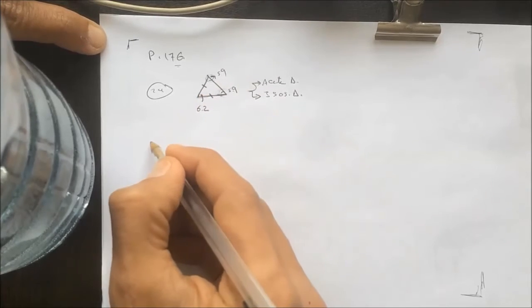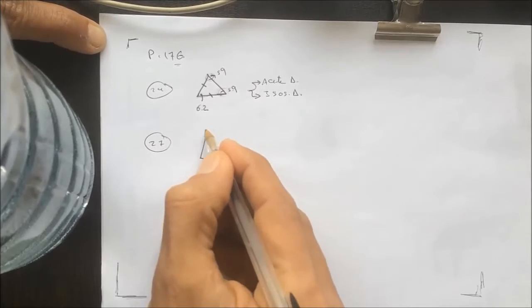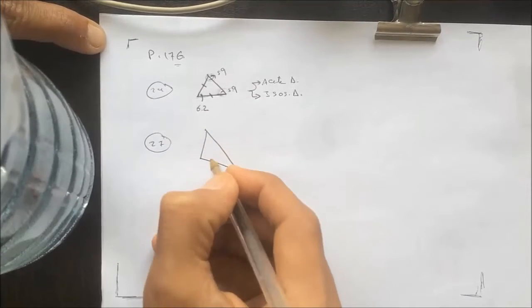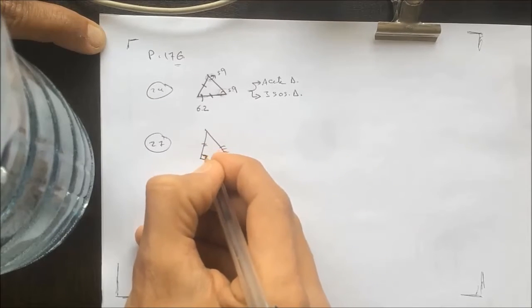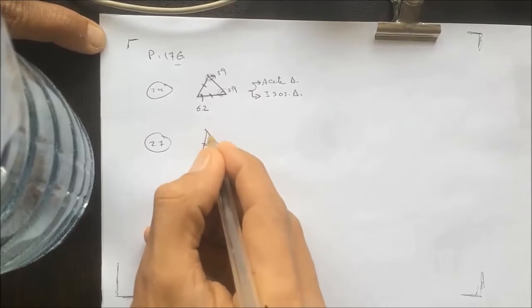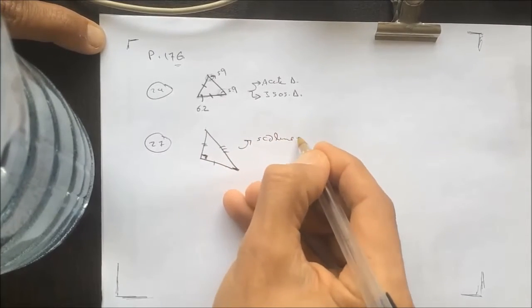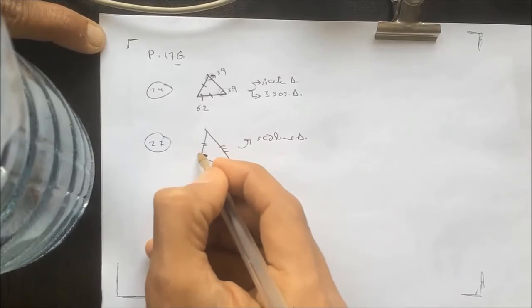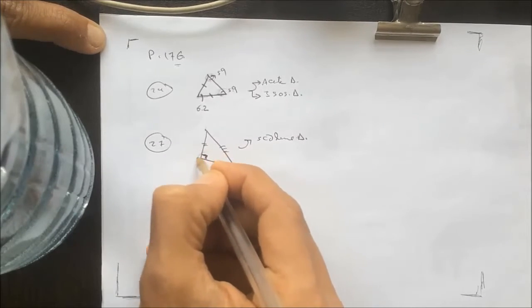For example, in number 27, he draws something like this. He made 1 line, 2 more, 3 lines. He made this 90 degrees. So because this is not equal to this, not equal to this, this is a scalene triangle. And this is a right angle triangle, because this is the sign of the 90 degrees.